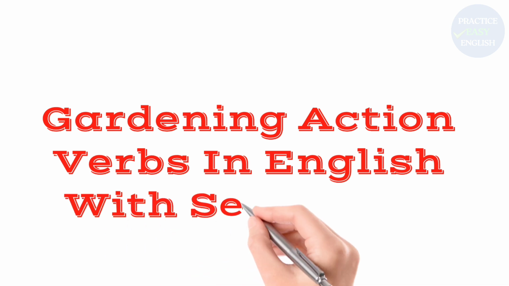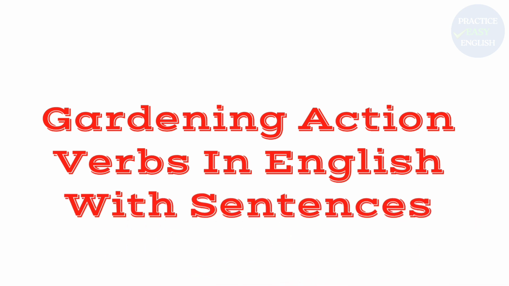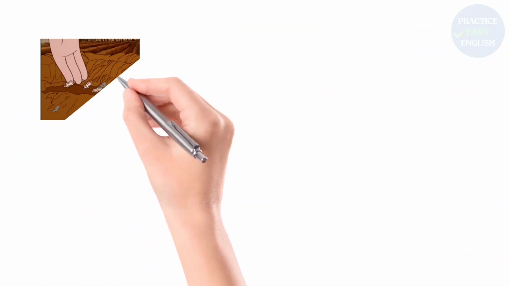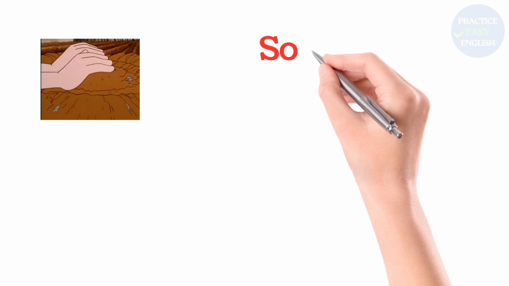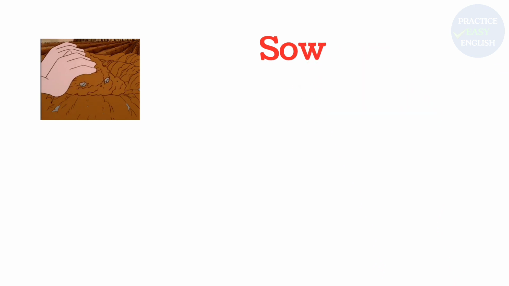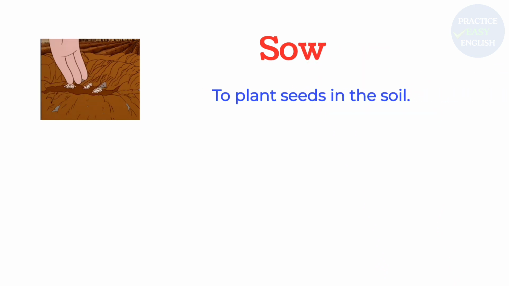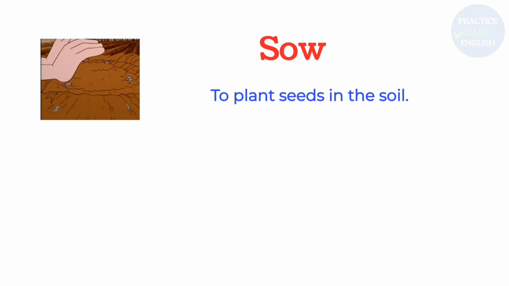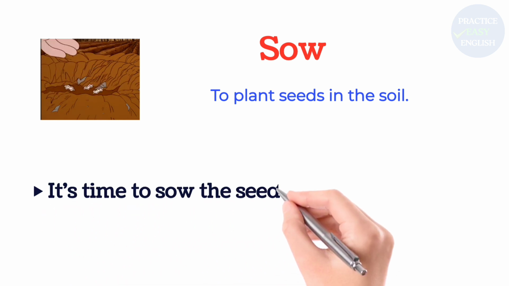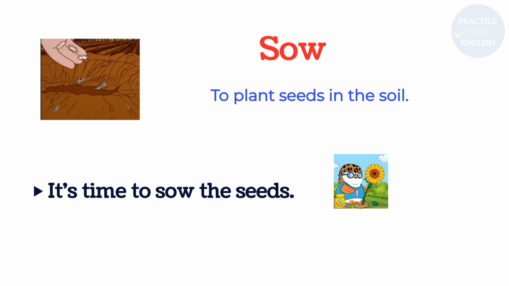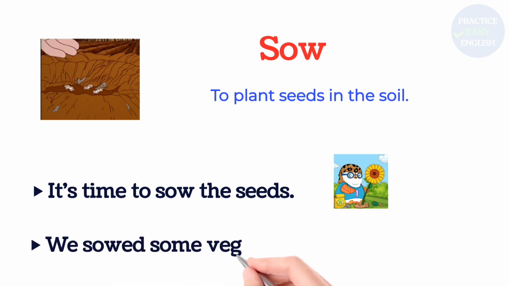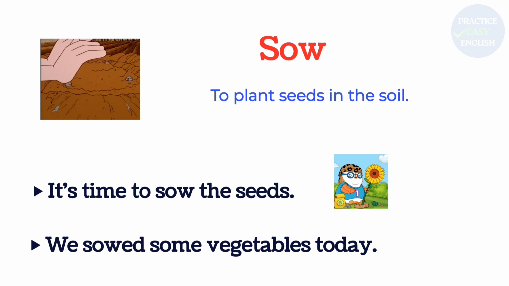Gardening action verbs in English with sentences. Sow. To plant seeds in the soil. It's time to sow the seeds. We sowed some vegetables today.